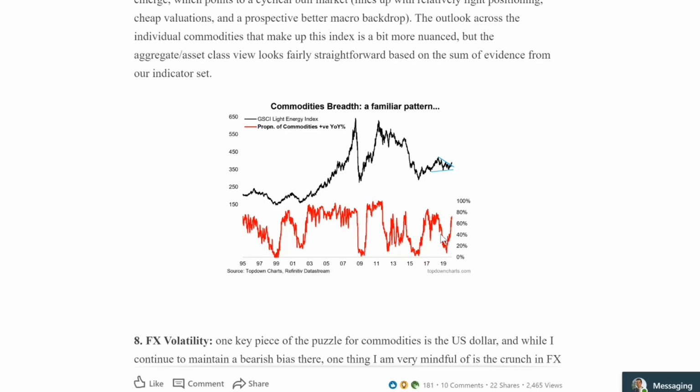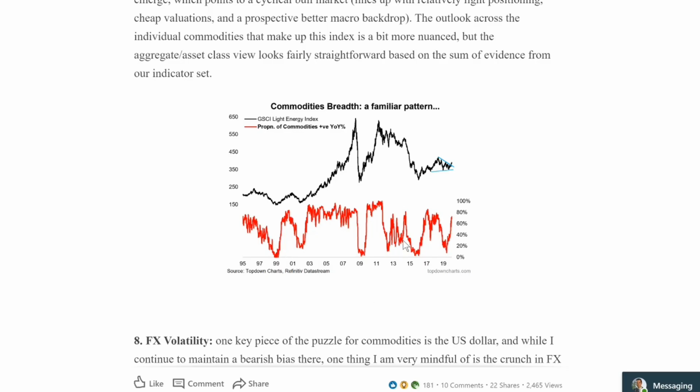But anyway, the breadth indicator here, and this is probably a breadth indicator that you might not have seen before. This is the proportion of commodities which are positive on a year-on-year basis. So the price is higher today than it was a year ago. As you can see there, it had this kind of washout moment back in 2019, and then it's hooked up quite significantly. So I think it's just under 80% of commodities are higher versus where they were a year ago. So that tells you that we're seeing quite broad-based strength across commodities.